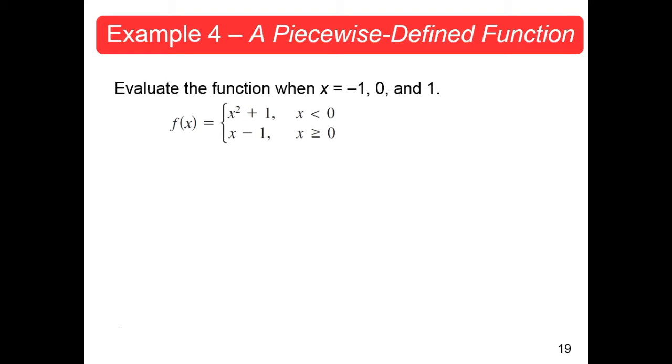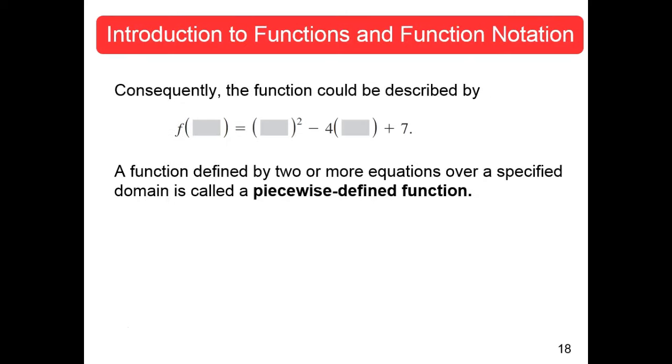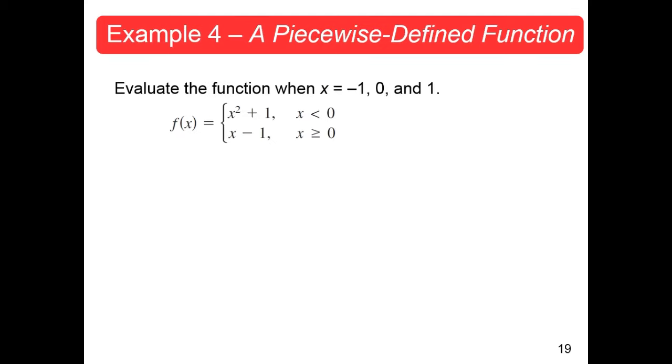All right. Any questions on what we've done up till now? All right. Where we left off last time, remember the last slide said, a function defined by two or more equations over a specified domain is called a piecewise defined function. That should have been on the slide with this, but I guess they didn't want to waste the slide, so they put it on the bottom there. Here is an example of a piecewise defined function.